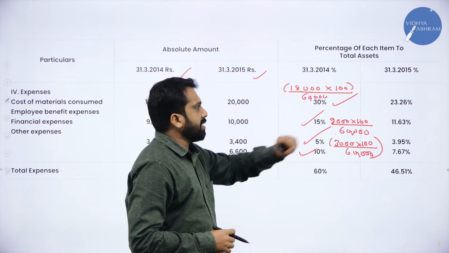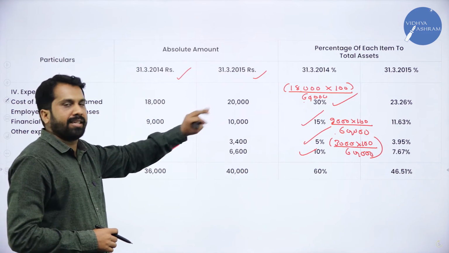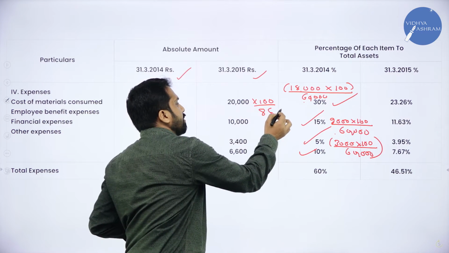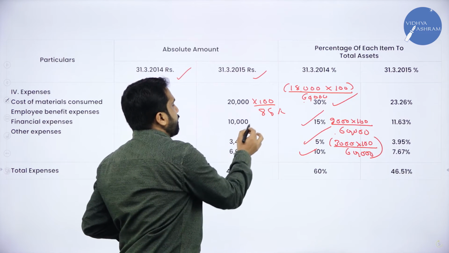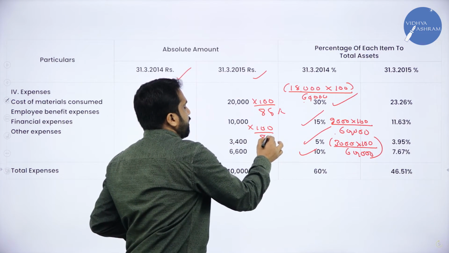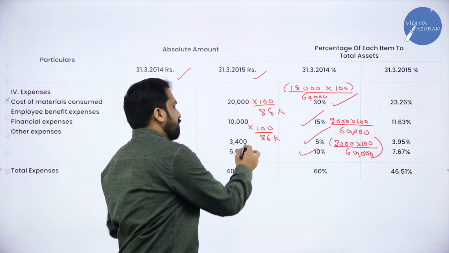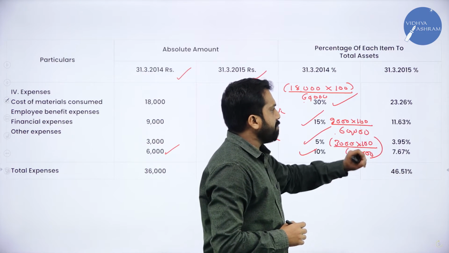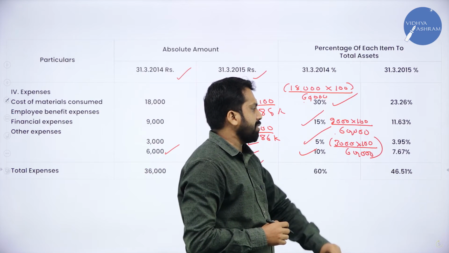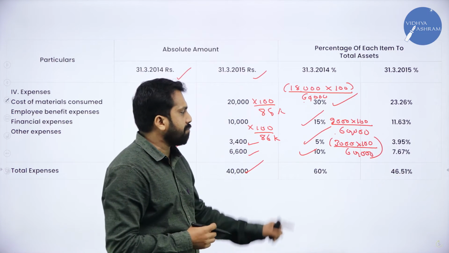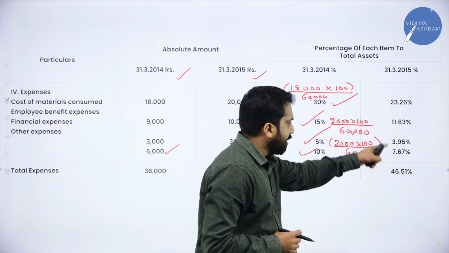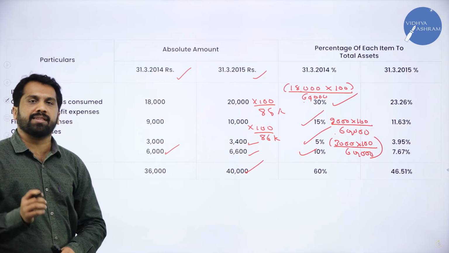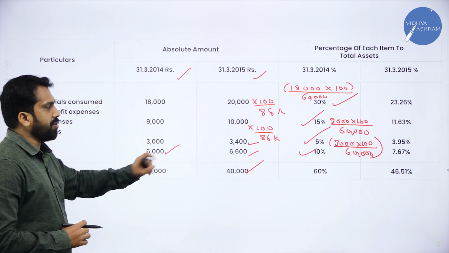Now, similarly, you have to do it for 2015 also. In 2015, similarly, you have 20,000. 20,000 multiplied with 100 divided by 86,000. Similarly, 10,000 into 100 divided by 86,000. Similarly, everything, same thing you have to do. You will get 23%, 11, 3.95, 7.67. Final total is 46.51. We just have to total this. Everything you will get your total. This is your stage 2. Clear? Stage 2 is done.